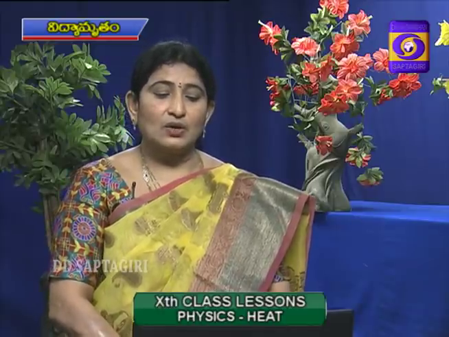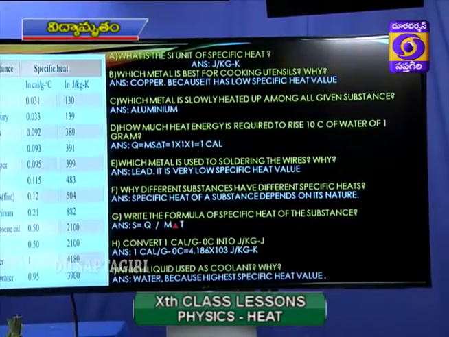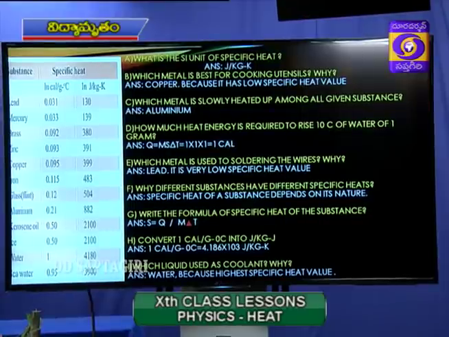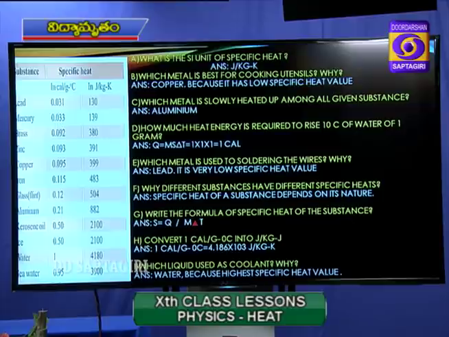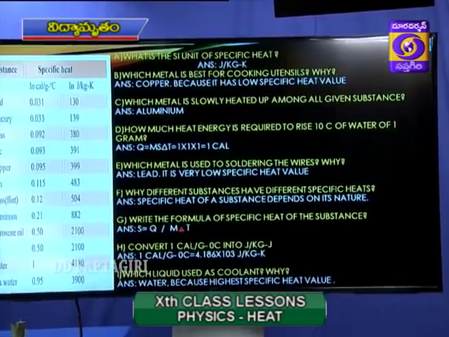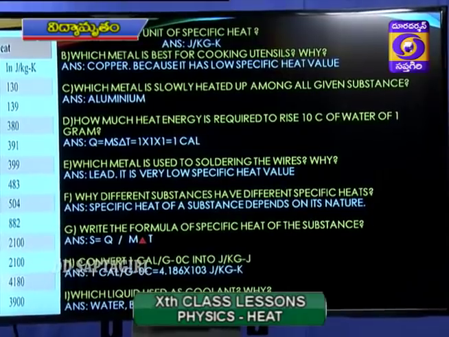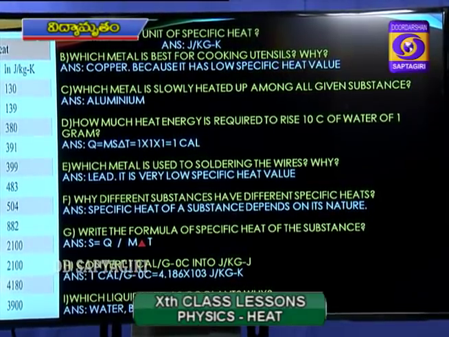Okay, see here, what is the unit of specific heat? Nice. What is the unit of specific heat? Joules per kg Kelvin. Already we learned. Which metal is best for cooking utensils? Copper. Why? Because it has low specific heat. Just go through those values, and since copper has low specific heat, it is used for the preparation of cooking utensils.